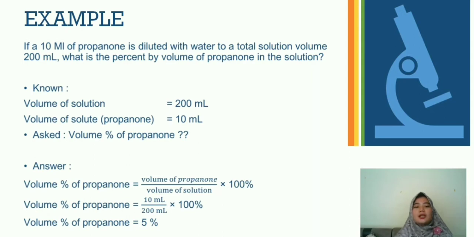For the answer, the volume percent of propanol is volume of propanol divided by volume of solution times 100%. Volume of propanol, that is 10 milliliters, divided by volume of solution, that is 200 milliliters, times 100%. So the volume percent of propanol is 5%.